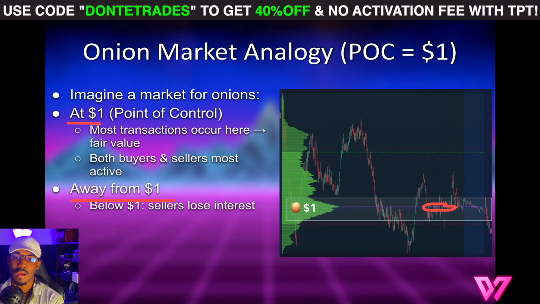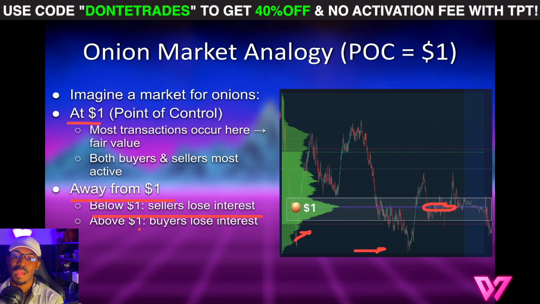Now, when you get away from $1, below $1, sellers lose interest. So let's say, for example, this red line here is the value area low, and the price here is $1, and when you get to the value area low, this will represent like a 10-cent onion, and this down here represents like a 1-cent onion. Now, the reason why the price tends to spring up from the value area low is because very few retailers or grocery stores are going to be willing to sell their onions for the price of only 10 cents or 1 cent or whatever have you. So the price has to go back up to where grocery stores are basically willing to sell their merchandise until transactions can happen again, right?